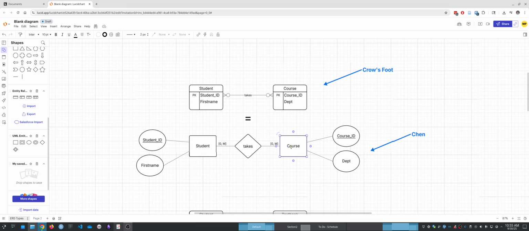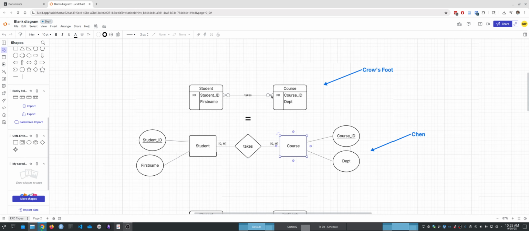If I take one course, and each course has a course ID, a department, and so on, this is like a record. If I take one of these records in this table and jump here, I can see that a course can be taken by 0 to many students. It's the same thing. There's our 0 to many cardinality.